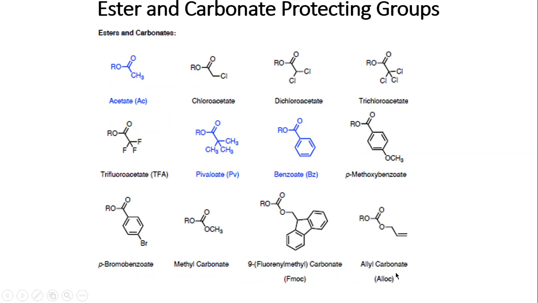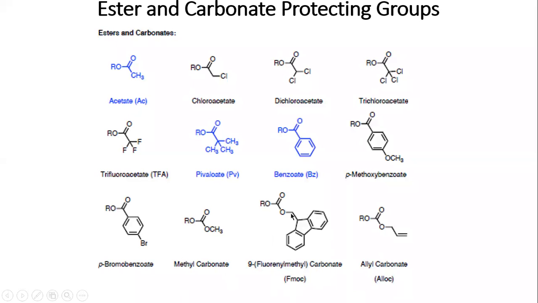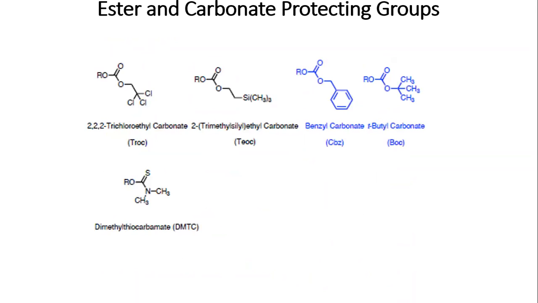And then you have the alloc carbonate, or alloc, and FMOC. These are really popular as well. And then these are just some other really popular and highly used protecting groups. The TROC group, TOC, CBZ, BOC. You see this BOC a lot, especially if you're doing any type of amine chemistry. BOC groups are very popular in protecting amines, as well as, I think it was on the other page, this FMOC group. That's another group that you'll see a lot when you're trying to protect an amine, right?